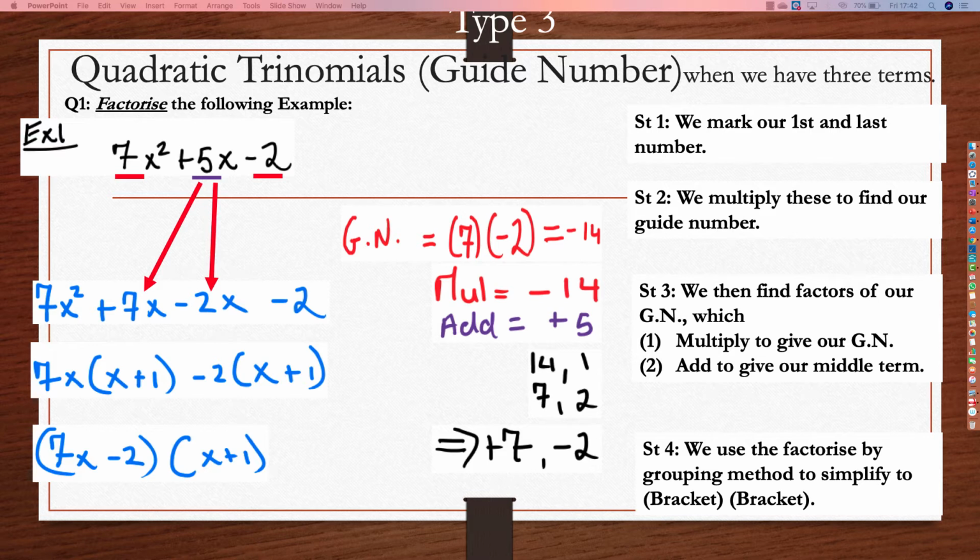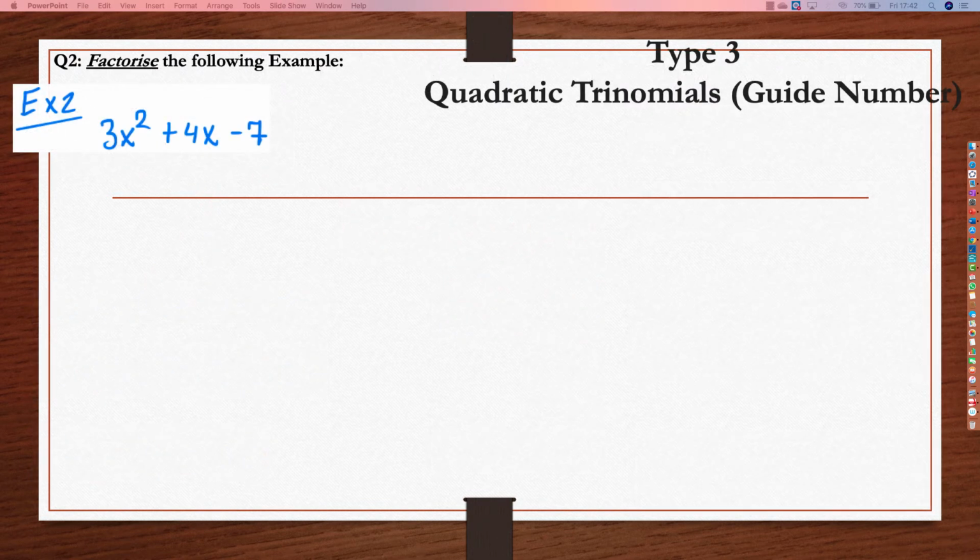do one more of those before we jump on. Have a go at that: 3x squared plus 4x minus 7.